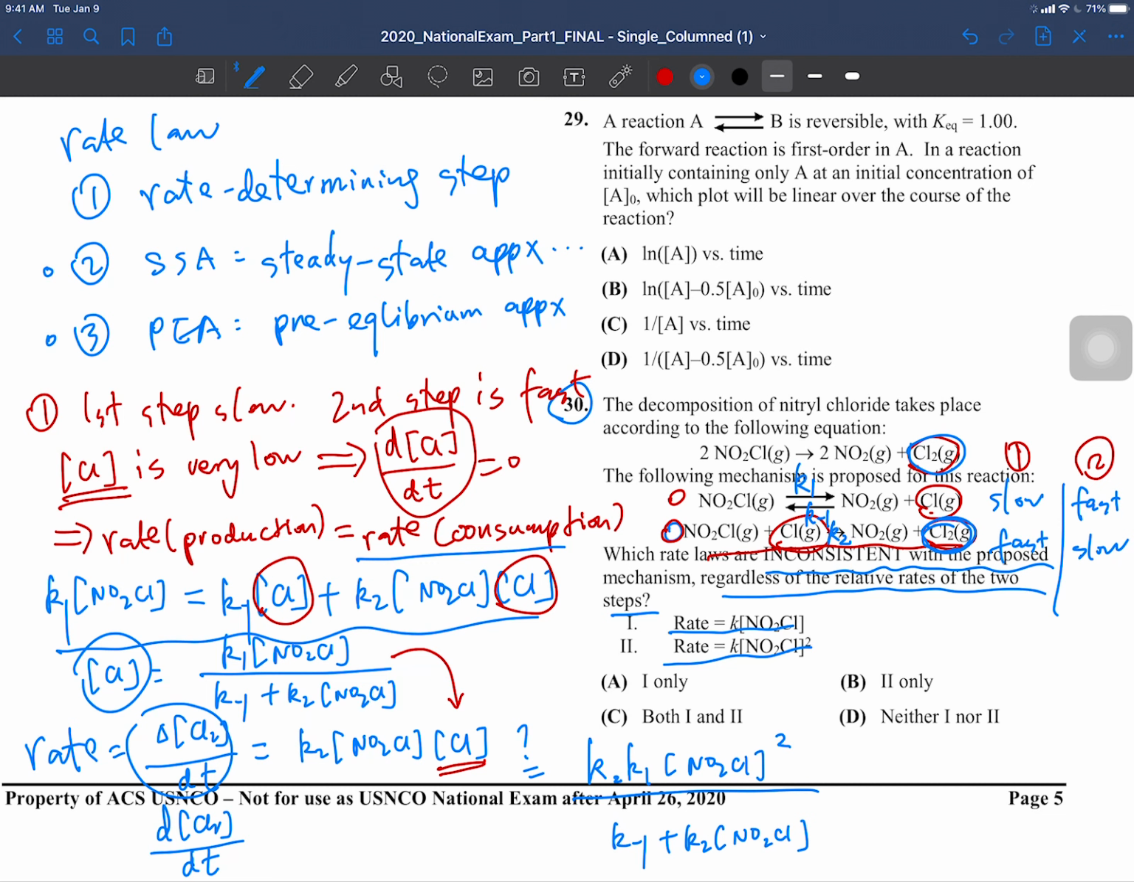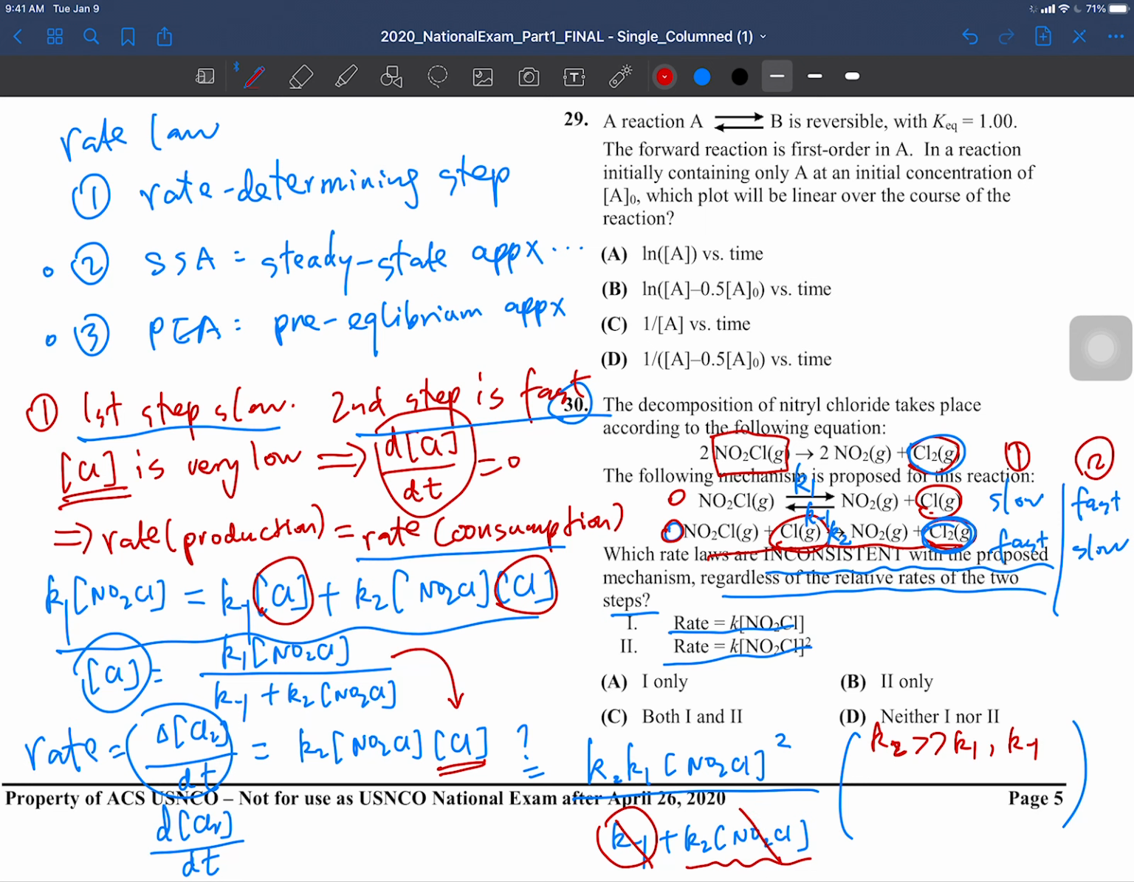But since we have some assumption, our assumption is the first step is slow, the second is fast, which means we will have K2 is much greater than K1 and K minus 1, right? This is our assumption. The second step is fast. The first step, both the backward and forward reaction rates, is supposed to be very slow. So if we have this, can we ignore these parts? We can, right? Because K2 times the concentration of the reactants is supposed to be much greater than the K minus 1. And then now it's clear.